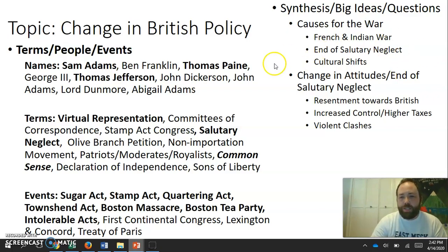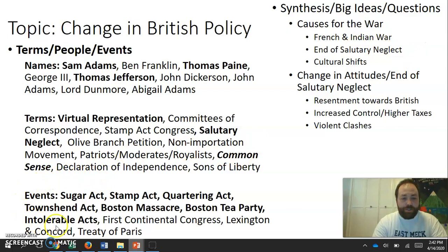Now this would be kind of a little more specific: changes in attitude slash end of salutary neglect. So there's a lot of resentment towards the British, which we already talked about. They believed that they were super corrupt. They believed that they were taking advantage of them. They had basically saddled them with huge debt, not just colonial debt, but also consumer debt. The British, through mercantilism, had basically forced them to buy loads of stuff, and individuals took on huge amounts of personal debt to buy new consumer goods. All right, increased control, higher taxes.